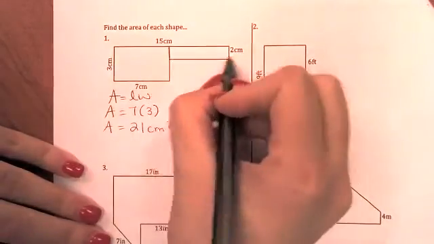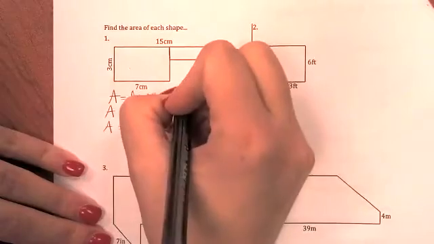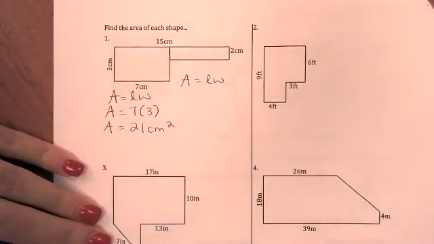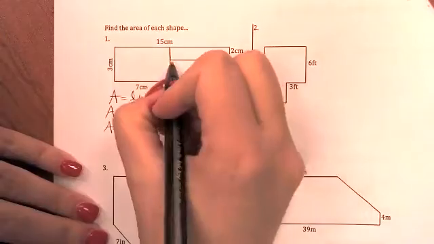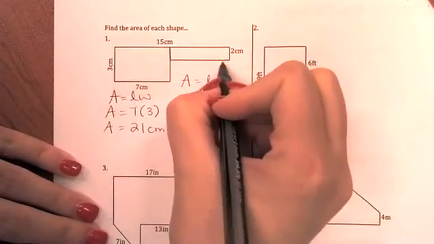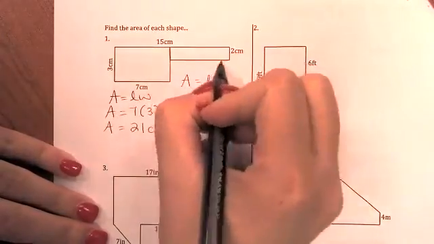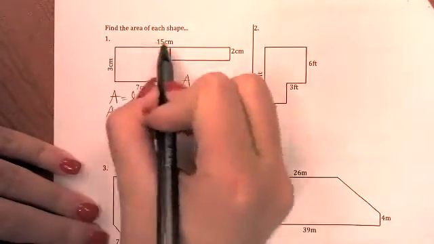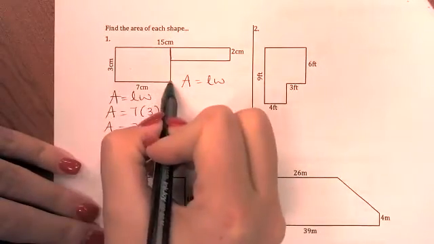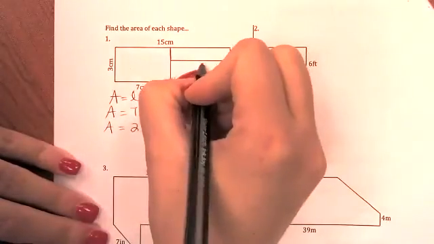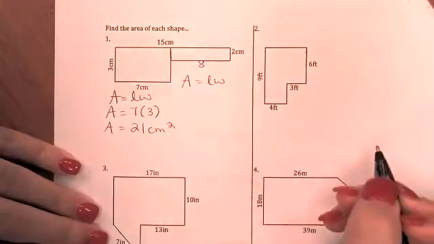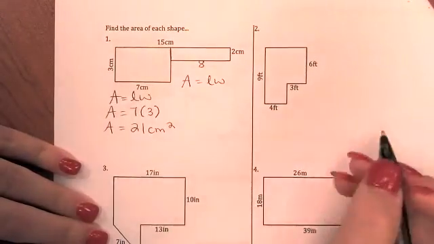Okay, now moving on to this rectangle. Let's solve for the area of it. Oh, but I'm seeing a problem. We don't have the length. We can find it though, can't we? If we know this total length is 15 and this piece is 7, then this piece must be 8 because 8 plus 7 gives you that total of 15. Now we're back in business.